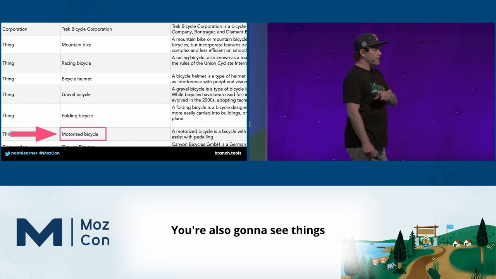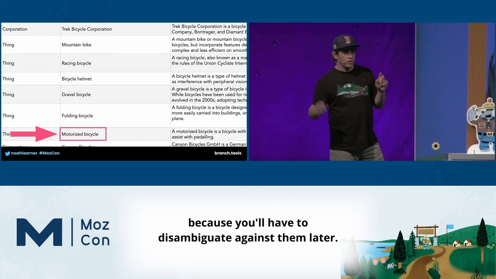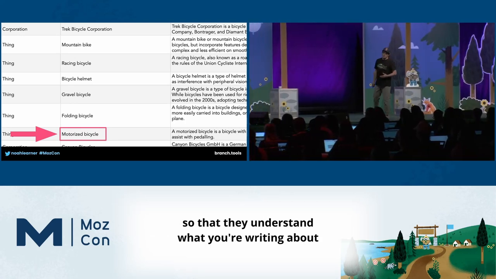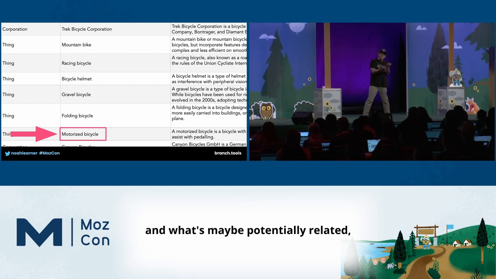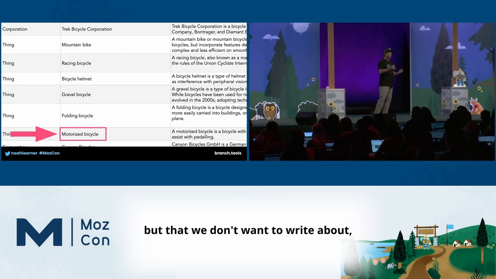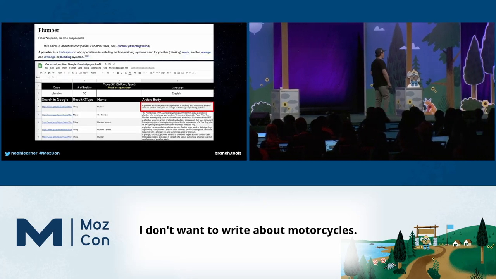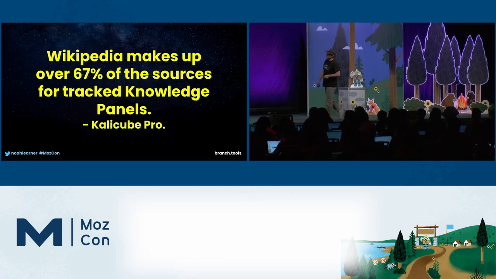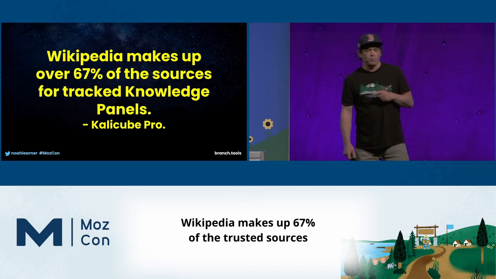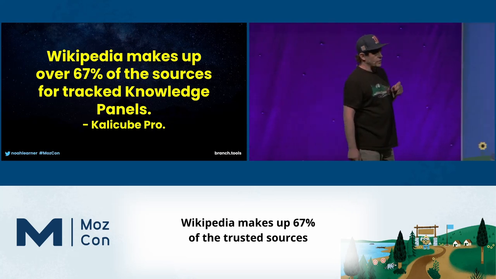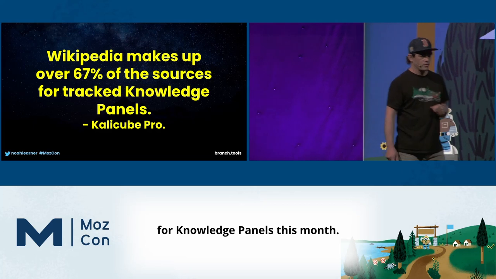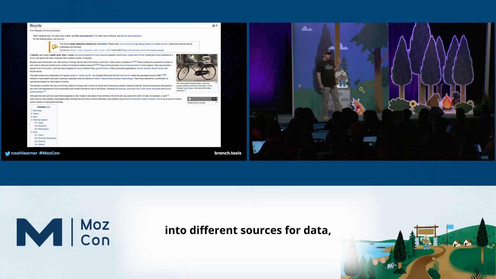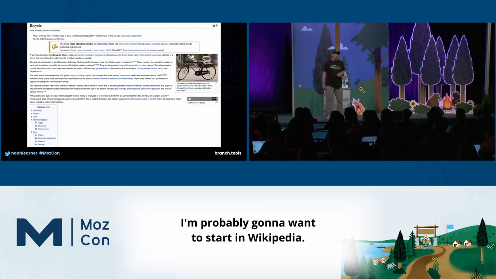You're also going to see things you'll have to pay attention to because you'll have to disambiguate against them later. That's to make it clear for Google so they understand what you're writing about and what's maybe potentially related, but that we don't want to write about. Like if I'm writing about bikes, I don't want to write about motorcycles. Okay, Wikipedia. Why is it important? Wikipedia makes up 67% of the trusted sources for knowledge panels this month. If I want to know things, and I think Google is tapping into different sources for data, I'm probably going to want to start in Wikipedia.